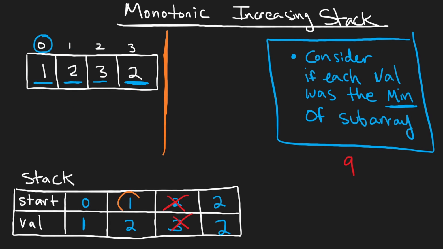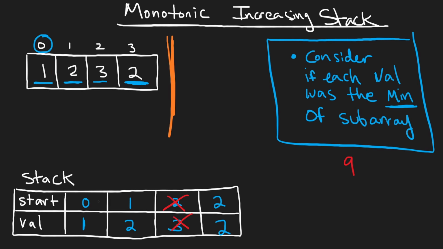Well, we know 2 starts at index 1, so that's going to be the start of that subarray. How far did it go? It went until the end. So when you look at this, that does make sense. 2 is the minimum value of this subarray. So since all of them went until the end of the subarray, let's start computing.